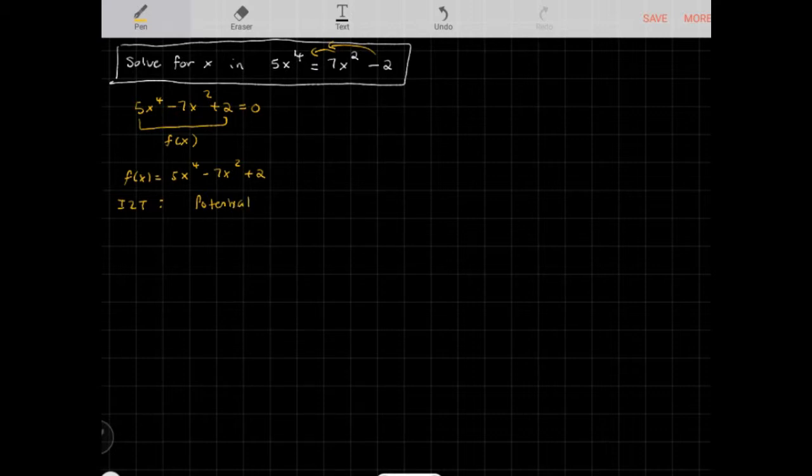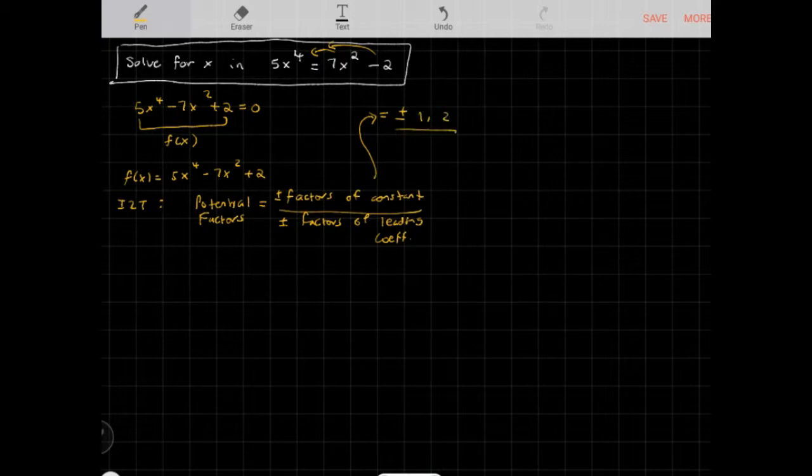So the potential factors here are plus minus the factors of the constant over plus minus the factors of the leading coefficient. The constant is 2, so plus minus 1 and 2, and the leading coefficient is plus minus 1 and 5. So some of our potential factors are plus minus 1, 1/5, 2/5, and 2. Okay, let's try positive 1 first.